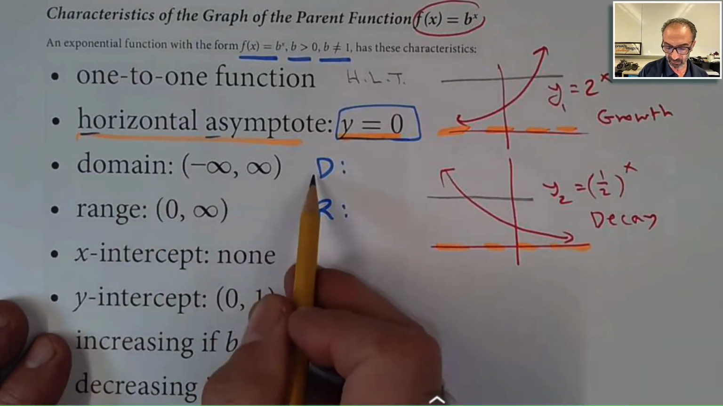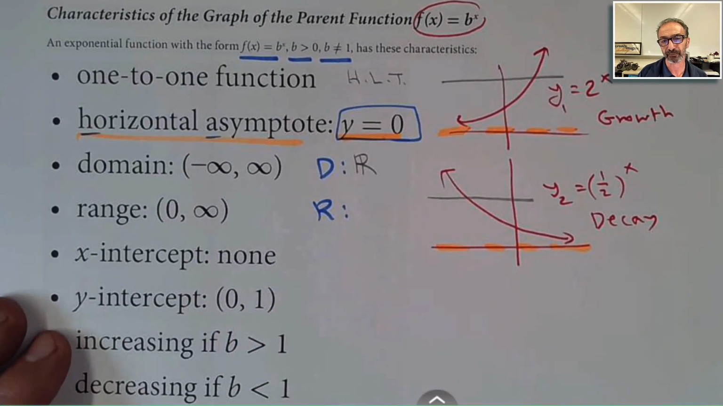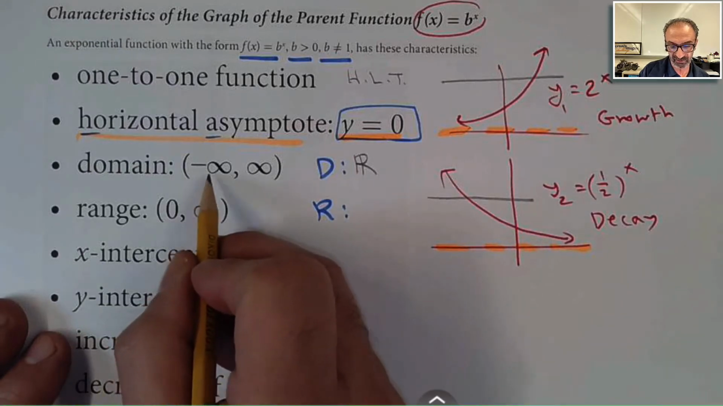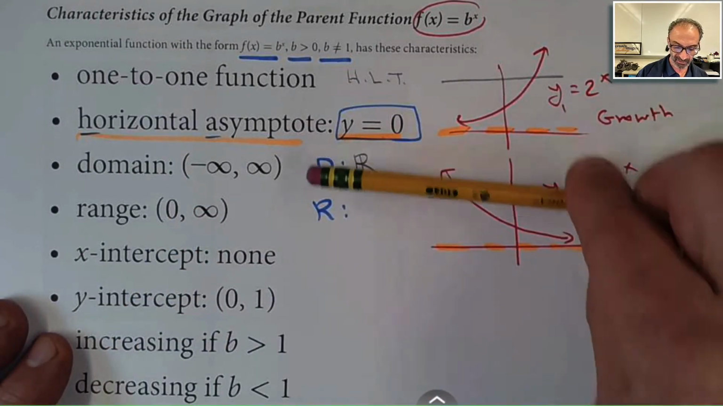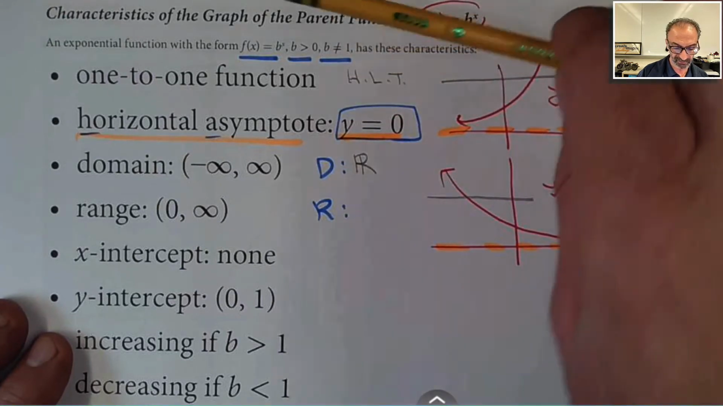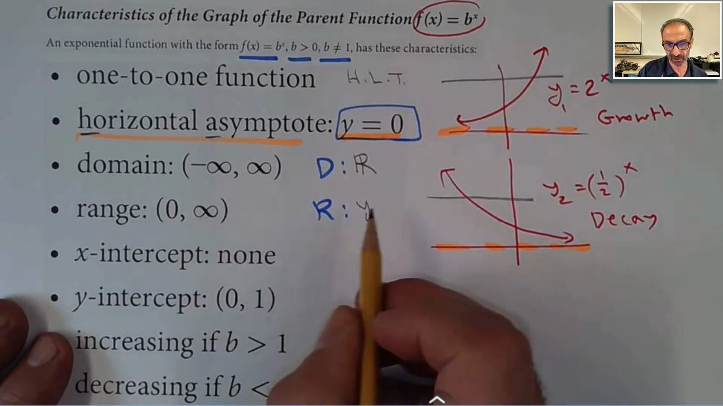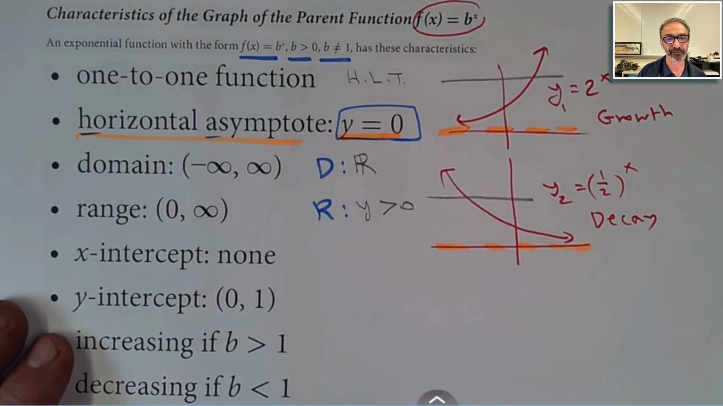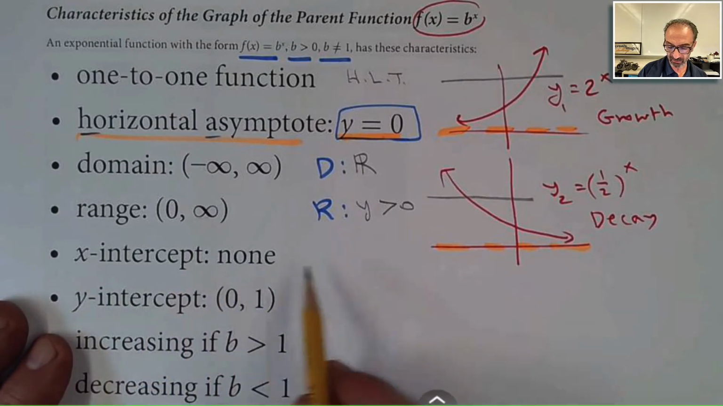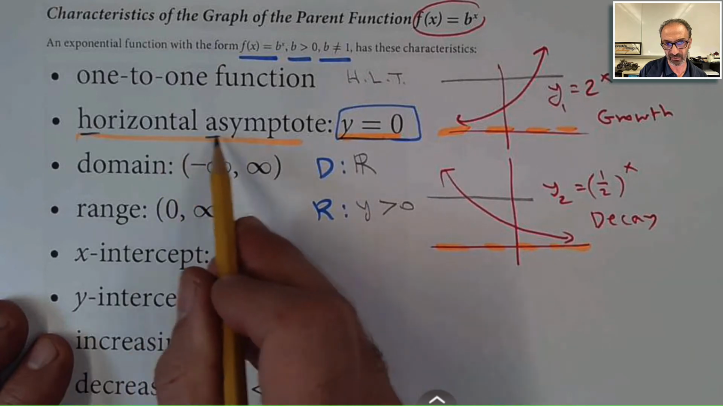Domain, all real numbers. Let's write it this way, all real numbers, or you could write negative infinity to infinity. Range from 0 up, not including 0. From 0 to infinity. Just to support that, it comes from the y values, y greater than 0. The x-intercept, none, you're not going to cross the x-axis. The x-axis is called a horizontal asymptote.